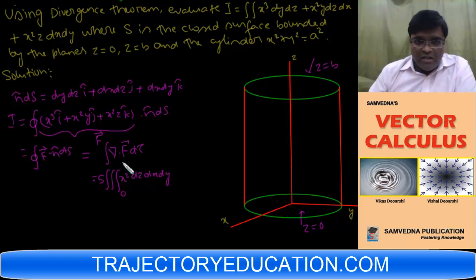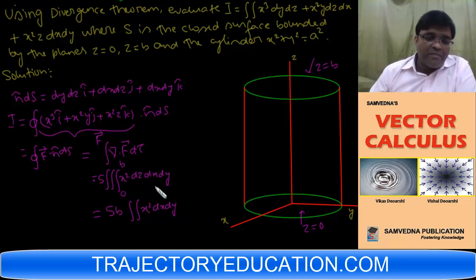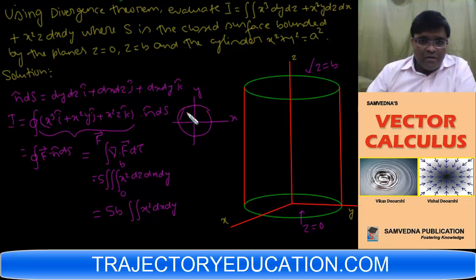So with respect to z I will integrate, from 0 to b. So this comes out to be 5b x square dx dy. We have integrated with respect to z, so the triple integral converts to the double integral. Now the domain of this double integral will be the projection of this whole solid on the xy plane. So this will be something like this. This will be the domain of the double integral.